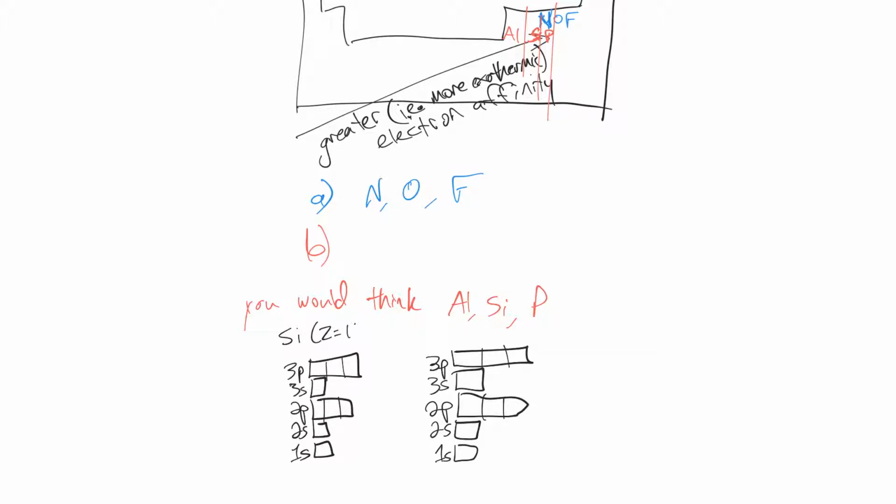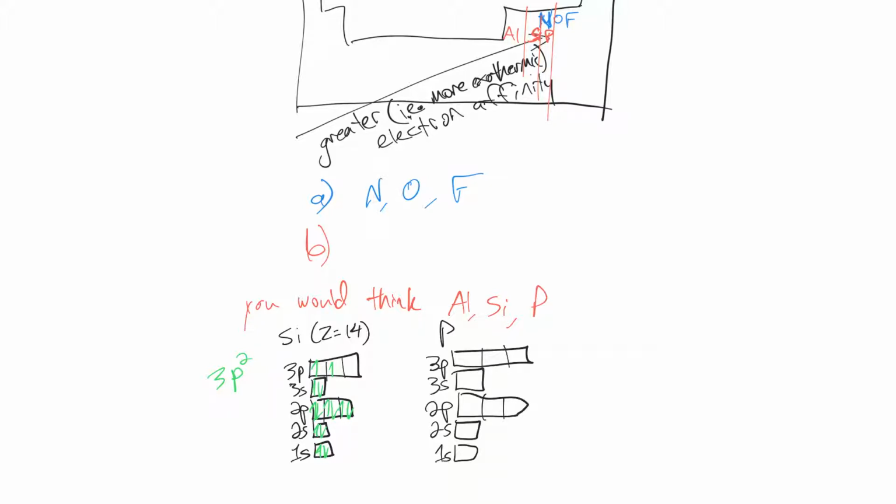So first, silicon with 14 electrons in a neutral atom. The nuclear charge is 14. So if we follow Aufbau principle, Hund's rule, and the Pauli exclusion principle, we come up with an orbital diagram that looks like this. The electron configuration for neutral silicon ends with 3p2.